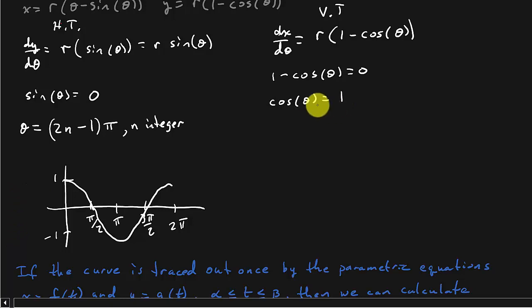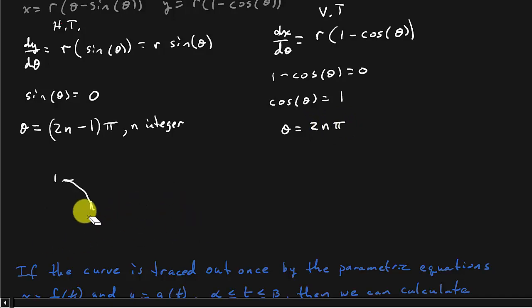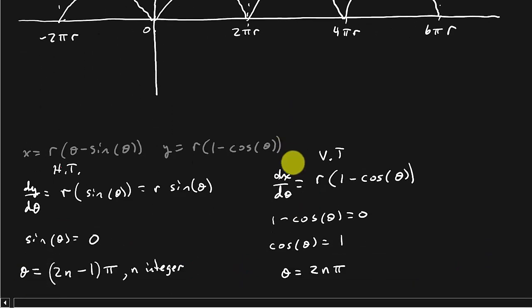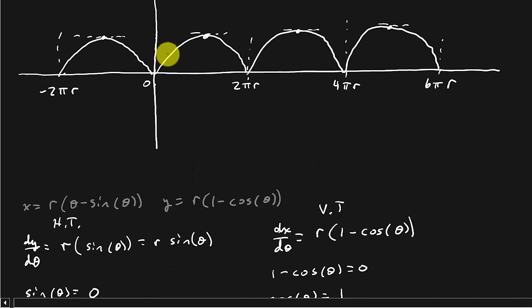See, we want to know when cosine theta equals 1. So that's going to be at even multiples of pi. So that's when theta is equal to 2n pi. Well, before we go and look at that, let's see if we can't verify that. Okay. All right. Now remember what we did earlier.